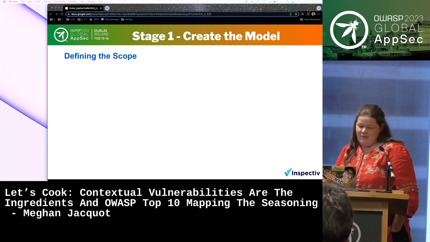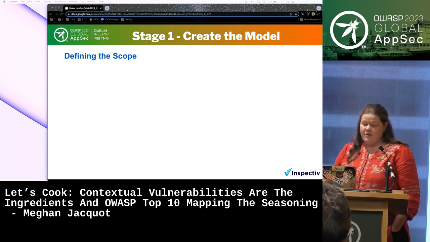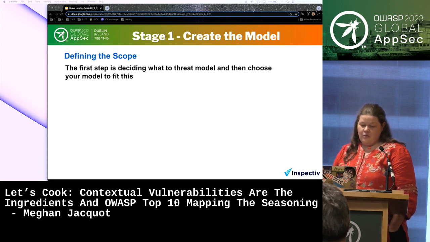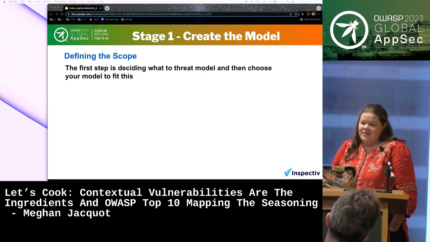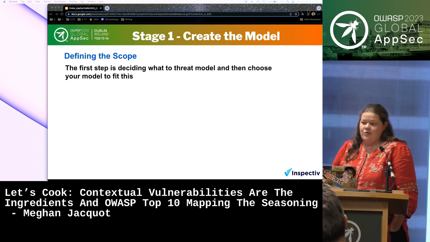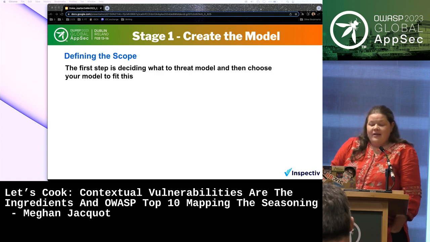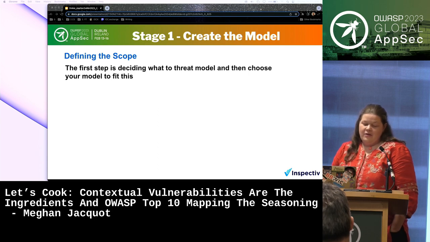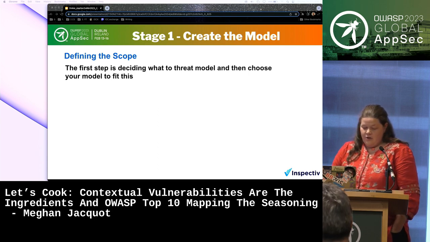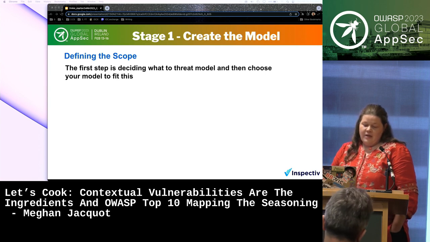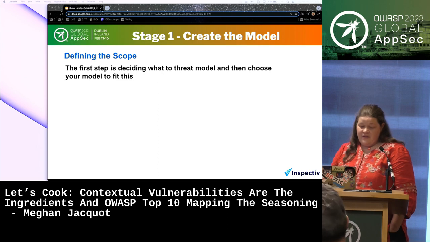So when you pick that framework, stage one would be really working on identification of those threats and defining that scope, right? Because what it is that you're threat modeling matters. Are you threat modeling your whole organization? I hope you're not doing that if this is your first time threat modeling. I would start much smaller. You're not going to go out and decide that you're going to cook beef Wellington if you've never done any cooking before, if you've never done anything in the kitchen. So figure out what your steps are to get started, and then choose your model that's going to best fit that.